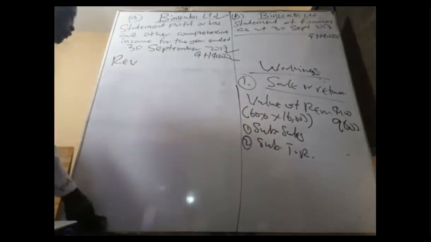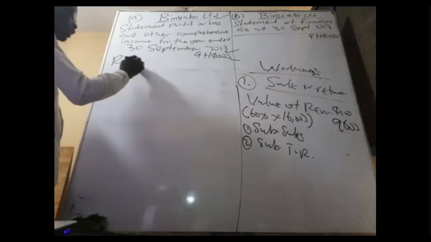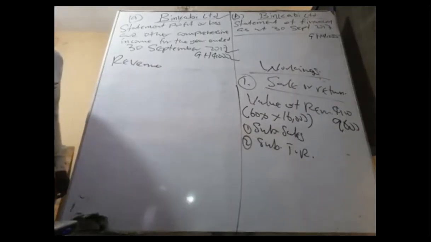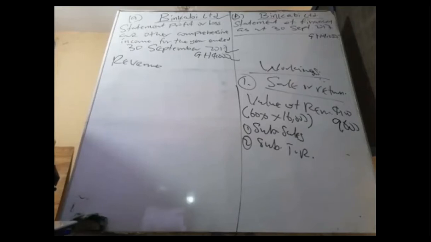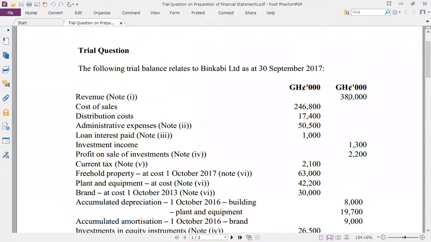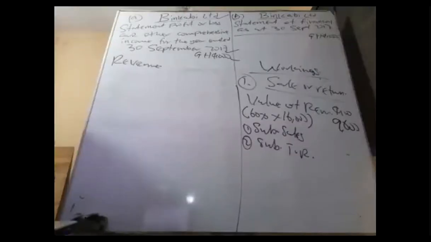Be very fast, because we've scanned through it already, so we're just putting the pieces together. Good. Okay, let's see. The sales revenue happened to be what? 380,000. So we now have to take off 9,600 from it.